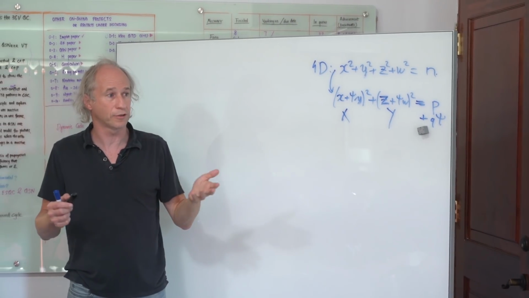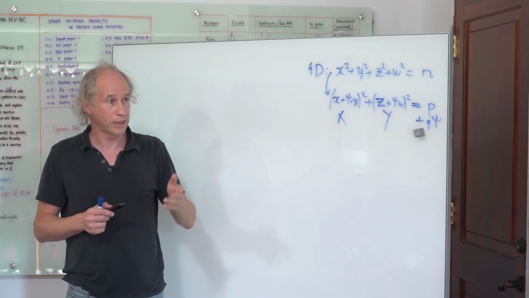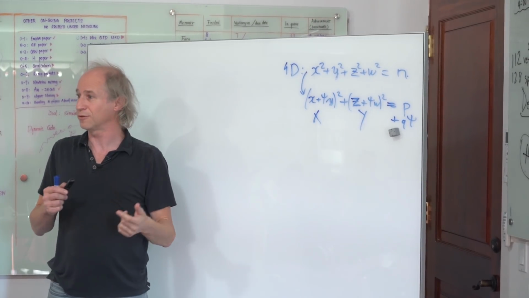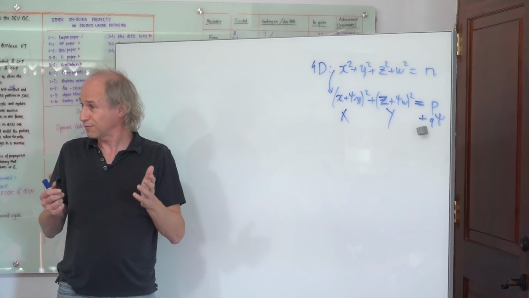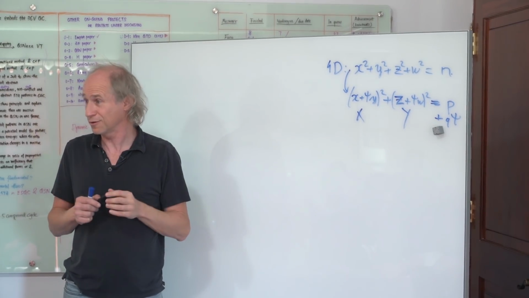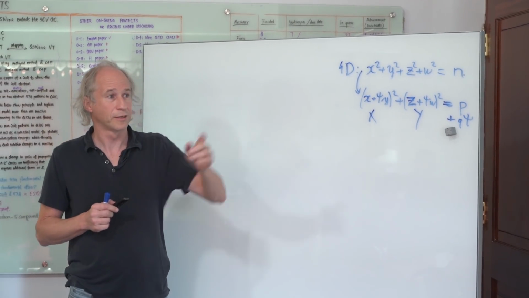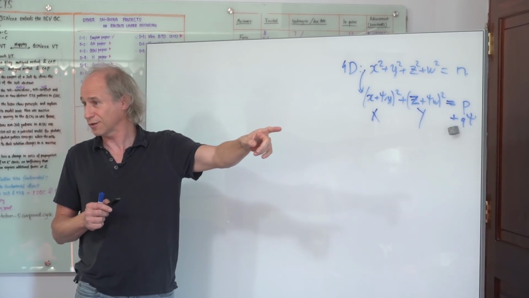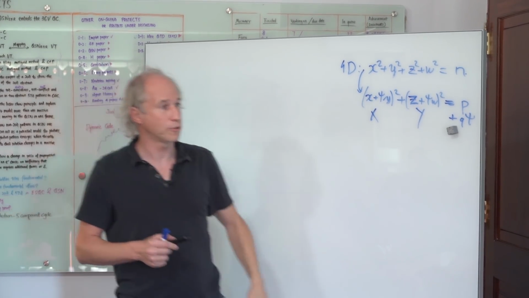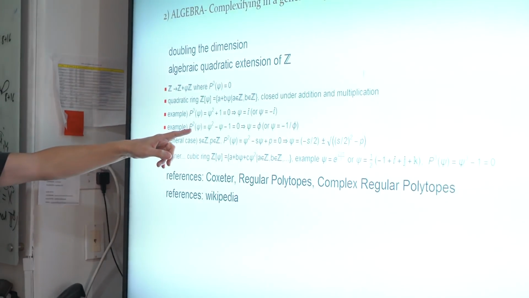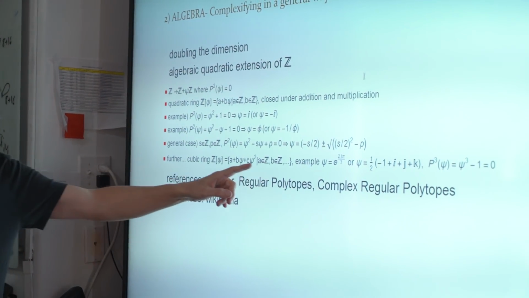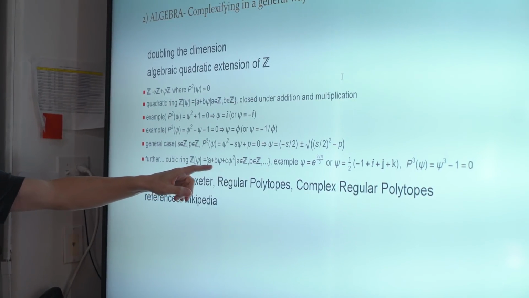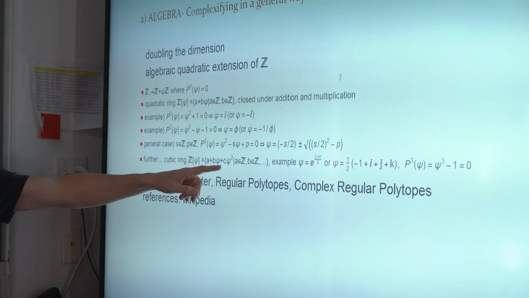There is a lot of stuff available on this algebraic extension, and there are some values which are better than others. But the best value is phi. This is also well known. But we could even extend this to a cubic ring, for example, by using a polynomial which is no more of degree 2, but of degree 3. For example, then we will have three numbers, a plus b psi plus c psi squared.